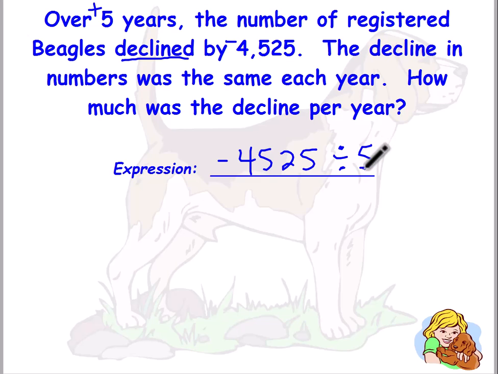Then you just do the math. And when you divide it by 5, you get 905. And then I'm going to use my little trick, a negative divided by a positive. The eyes are different, so my answer is going to be negative. So it was a negative 905 per year. Negative 905 beagles per year.